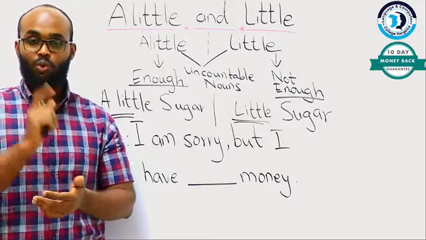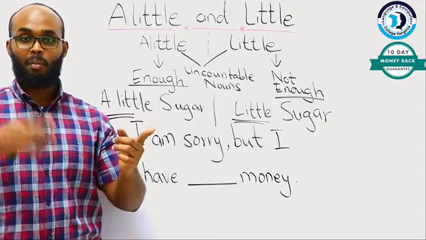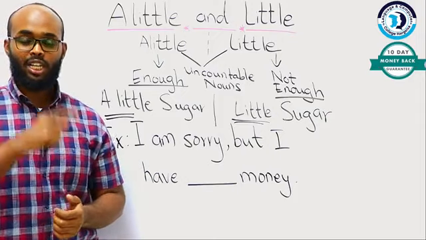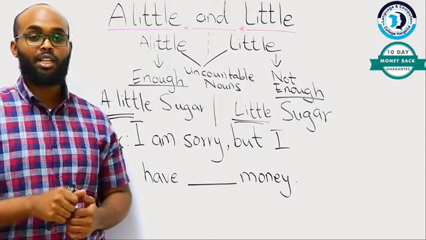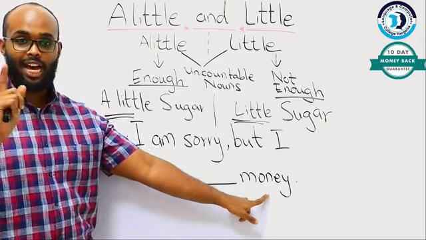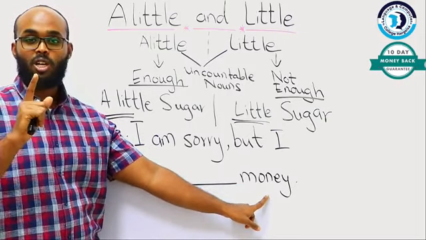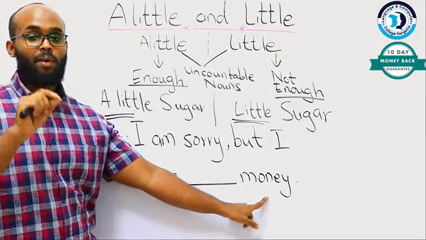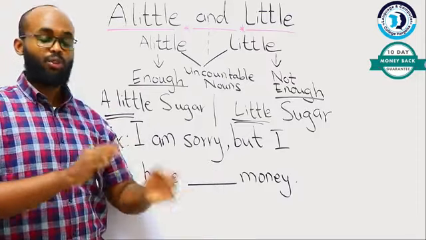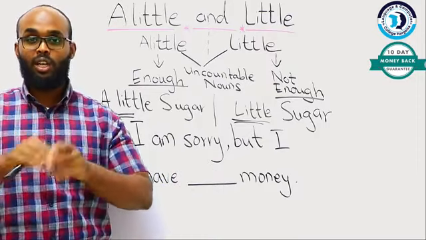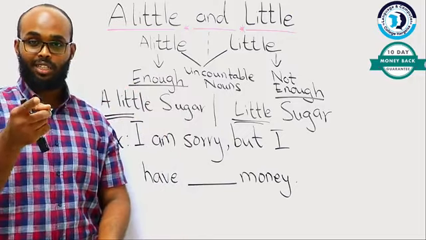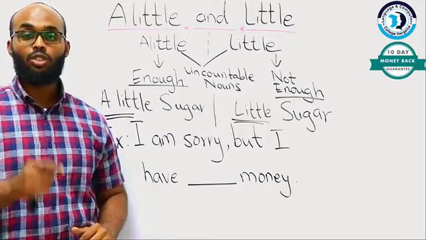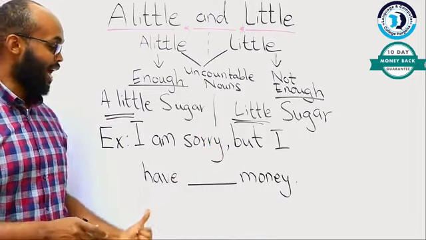So tell me, which one are you going to choose? Tell me in the comment section which one you're going to use. Remember, money is an uncountable noun. All of you remember how we said this. Money is uncountable. You can't put a number on it. That's why money is uncountable. So I want you to tell me: I'm sorry, but I have dash money.